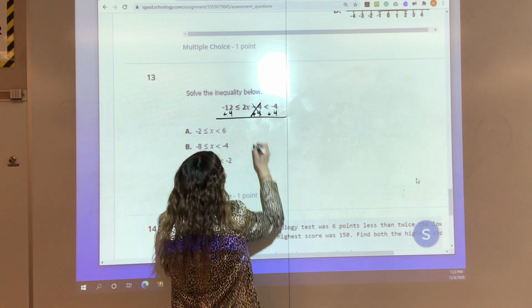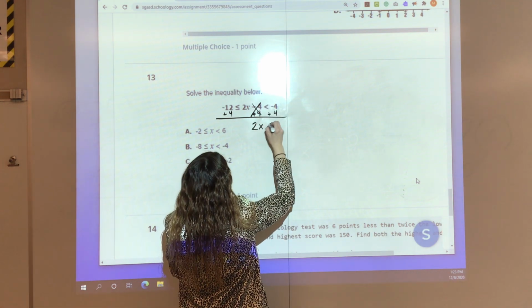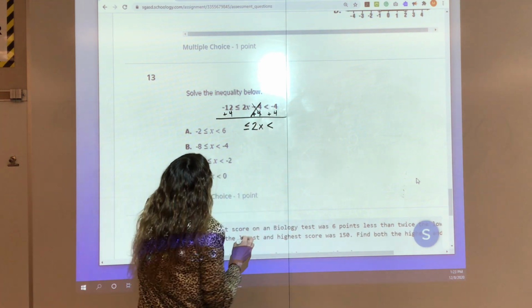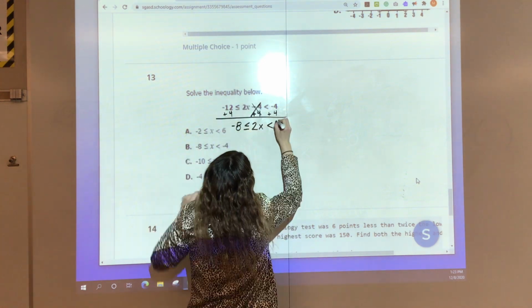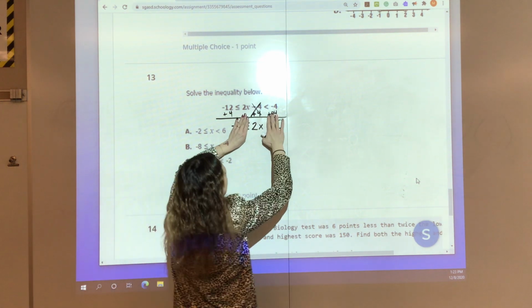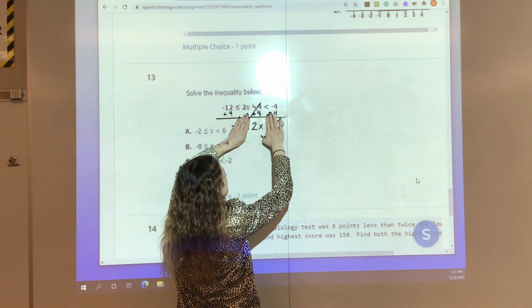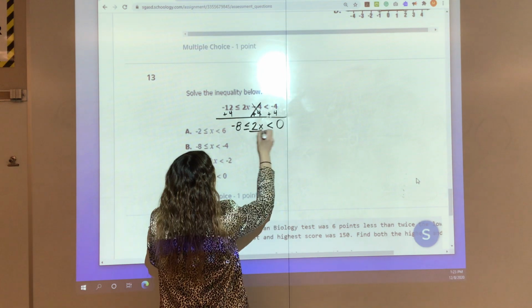Goes away in the middle. I'm going to drop down my 2x, I'm going to drop down both of my inequality symbols. Now negative 12 plus 4 gives me negative 8. Negative 4 plus 4 gives me 0. Still looking right in the middle there, my x is attached to a 2 by multiplication, so I need to divide by 2.